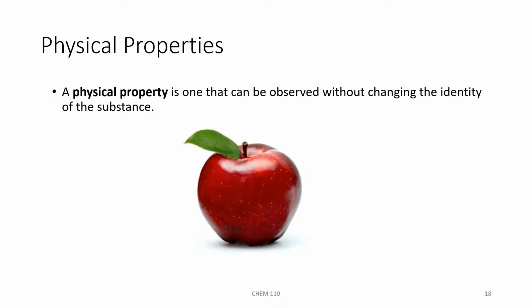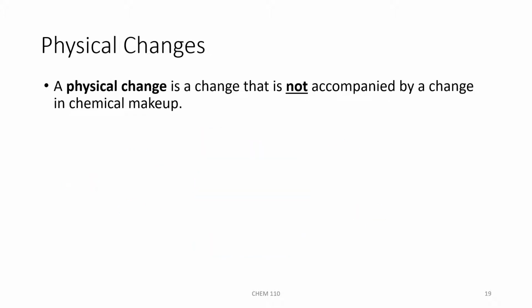So for example, if we look at this apple, what could we say are some physical properties of it just by looking at it? We could talk about its color. We could say that the apple's red. We could look at its shape. We could say that it is spherical or round. We could talk about how hard it is, its hardness. We could talk about the texture of the apple. The taste, is it sour? Is it sweet?